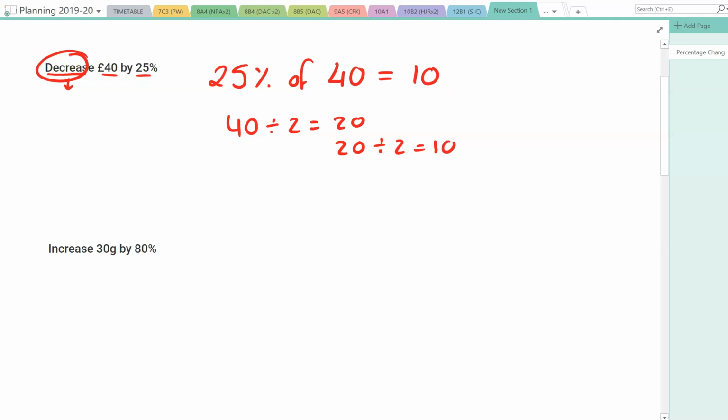Now comes the decrease bit. That 10 has got to be taken off. So we need to do 40 minus 10, which is £30, and that would be our answer.